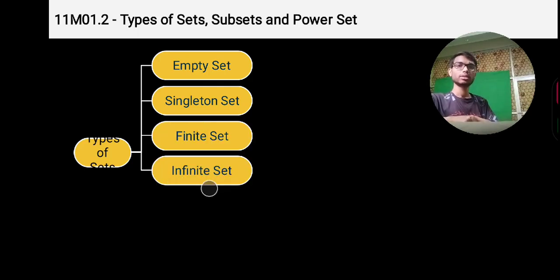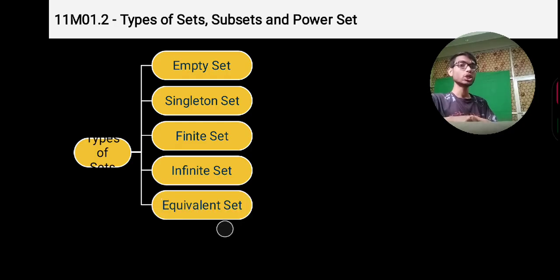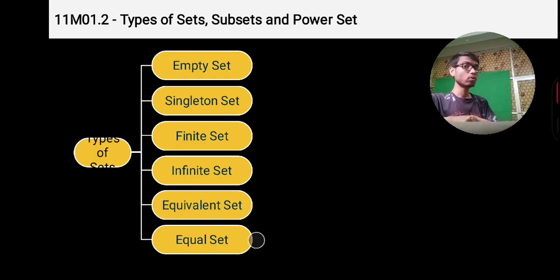First empty sets, then singleton set, finite set, infinite set, then equivalent set, equal set. Okay, we have this many types of sets. Then after completing this, we will have power set. After completing these types of sets, I can say, what is the empty set?